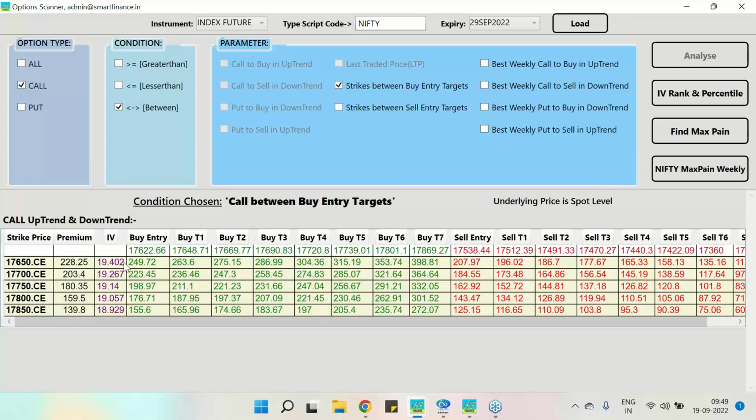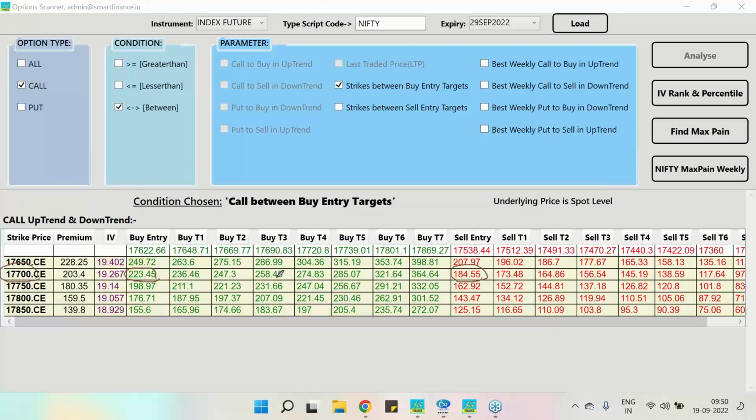So it says that if you are purchasing the 17,700 call option at 223, then you should keep a stop loss at 184.55, and these will be your targets: 236, 247, 258.